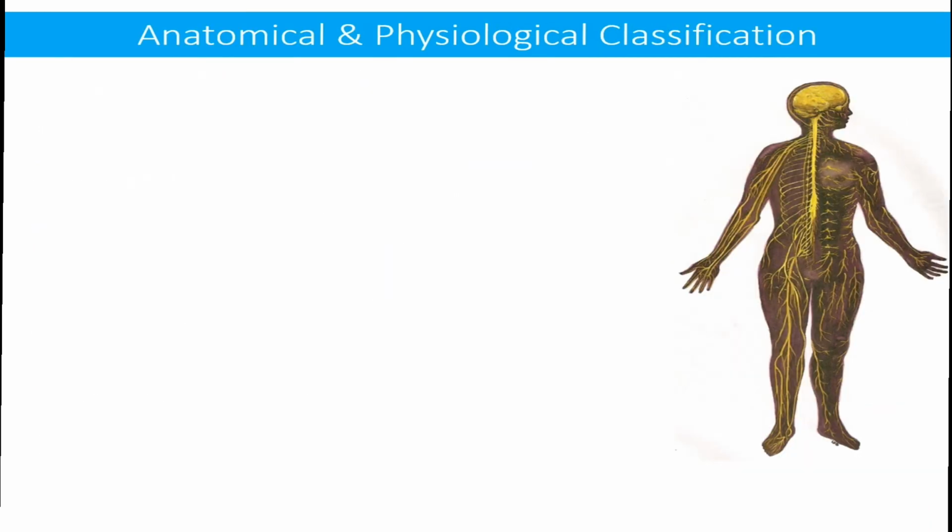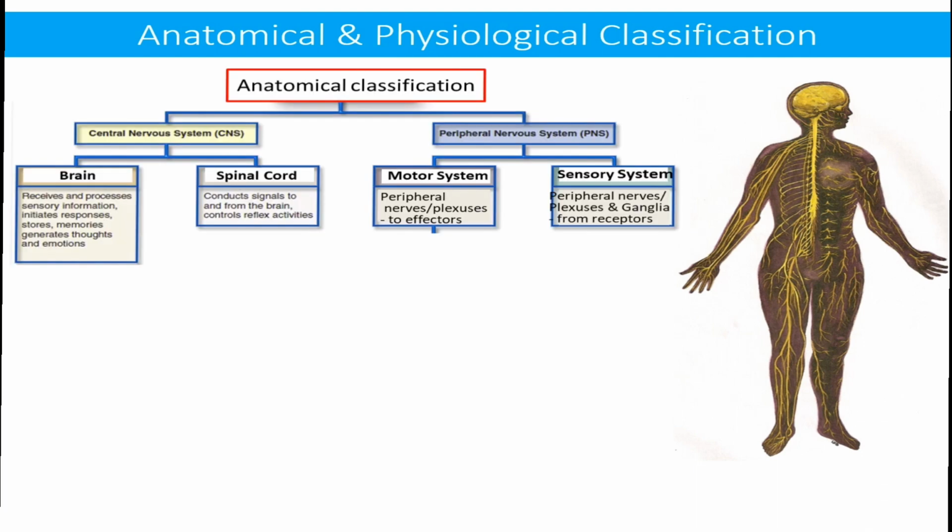As regards the classification of the nervous system, first the anatomical classification. Nervous system consists of two parts, central nervous system and peripheral nervous system. The central nervous system comprises brain and spinal cord.